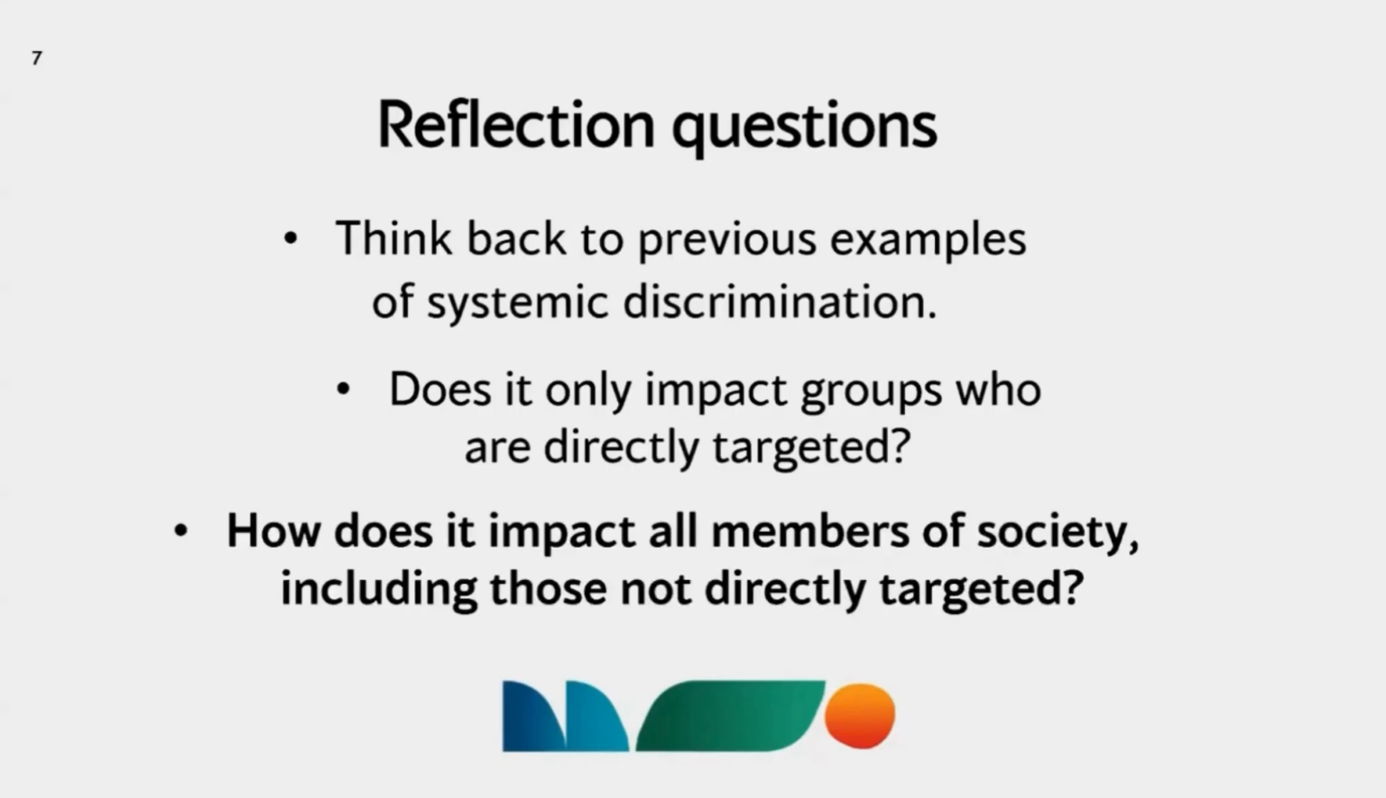The answer to the question is no. Systemic discrimination has the largest impacts on the groups that are directly targeted, but it does impact all of us, all of society. And we'll look at how this occurs over the next few slides. But first, take a minute to think back on the examples shared earlier and reflect on the question. How does systemic discrimination impact all members of society, including those not directly targeted?